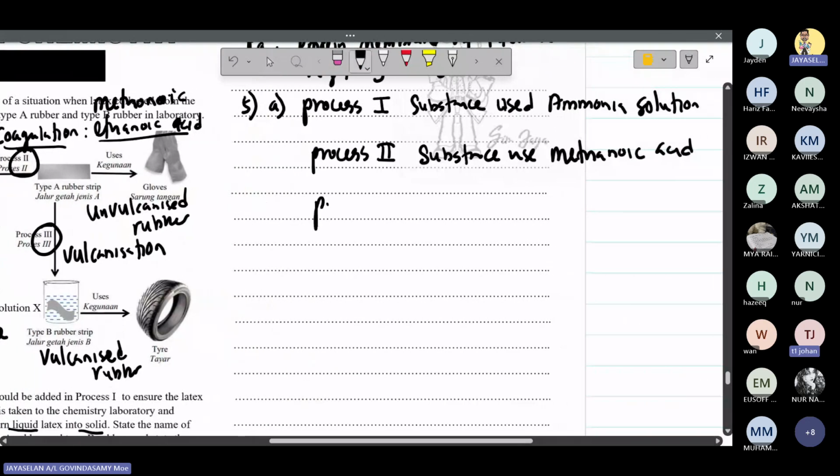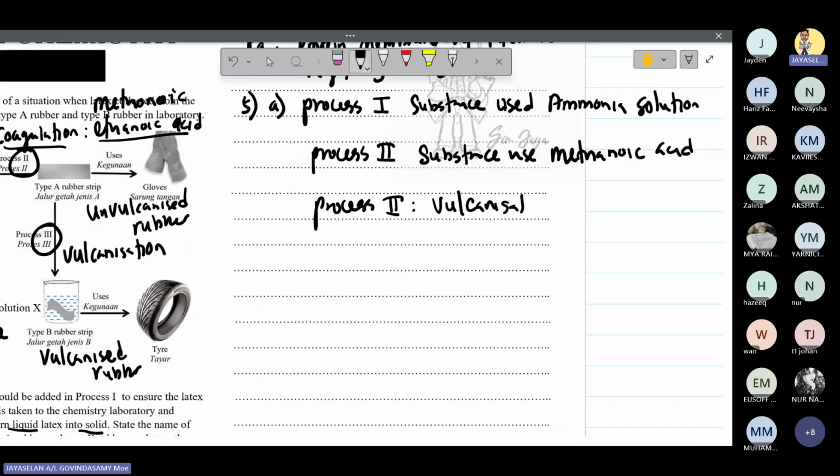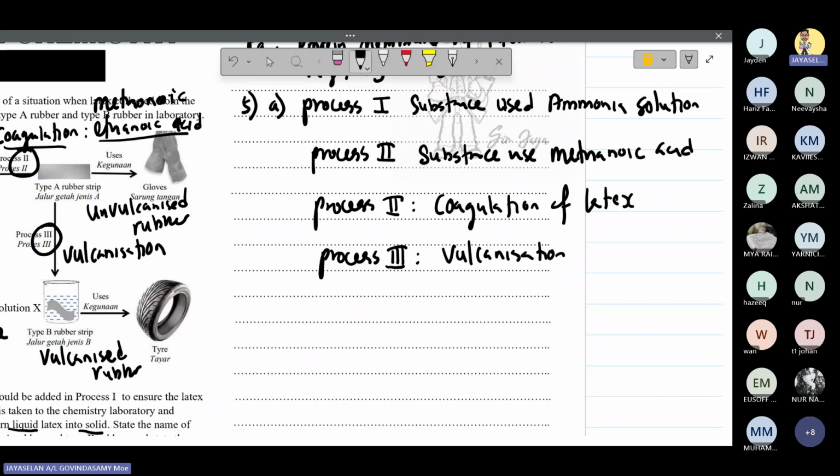So, I put here process 2. What is the name of the process? Process 2 is called coagulation. Coagulation of what? Coagulation of latex. Saya dah dapat 1 markah. And I go for process 3. What is the name of the process 3? I put here vulcanization. So saya dah score 4 markah.